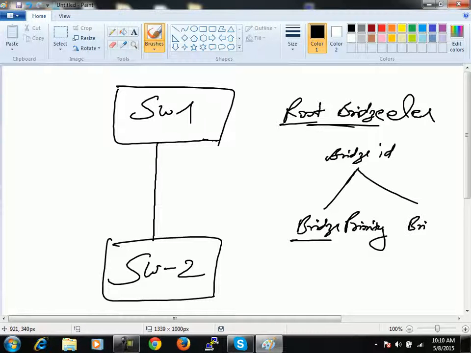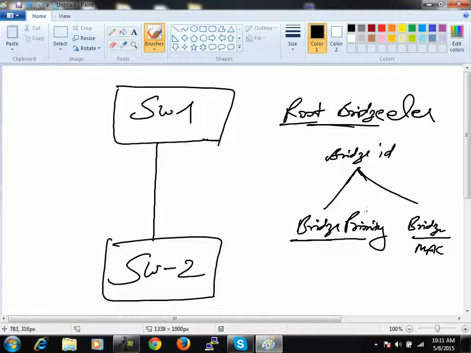This MAC address will be its base MAC address, not its interface MAC address. So do not understand it in that way that this MAC address belongs to any interface. No, this MAC address will never belong to any specific interface. It will belong to your device. Actually, it will be the device's MAC address. That is why we call it base MAC address. So the bridge ID is made up of two components: bridge priority, and second, bridge MAC address.